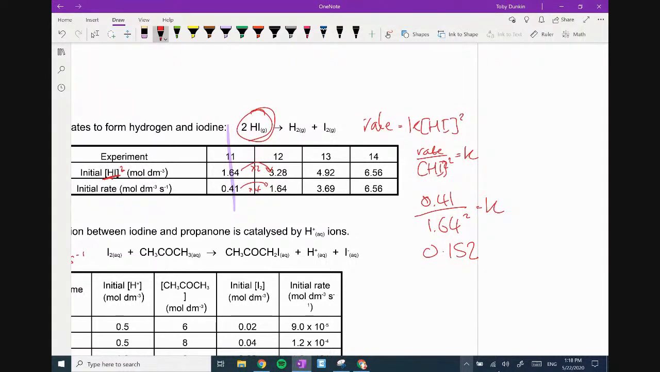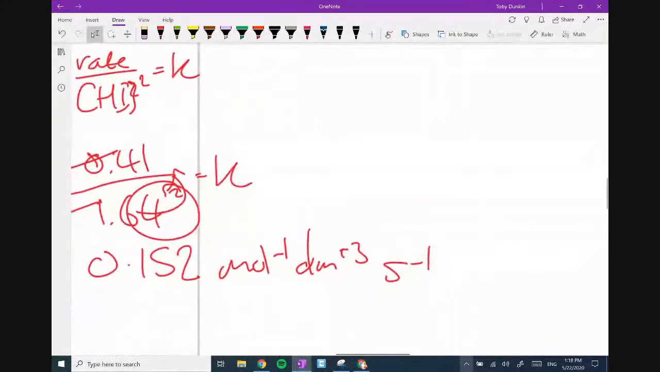So one of them cancels. 1 mole per dm cubed cancels, but then the other one remains. Bring it up: moles to the -1, dm to the +3, s to the -1. Nice. I don't like doing that.